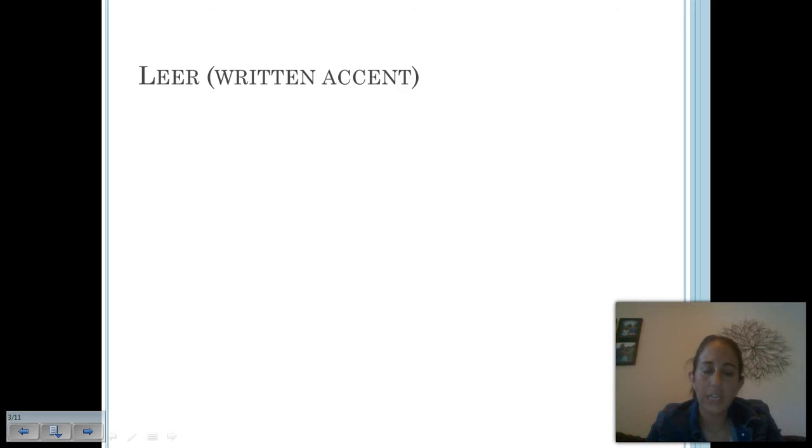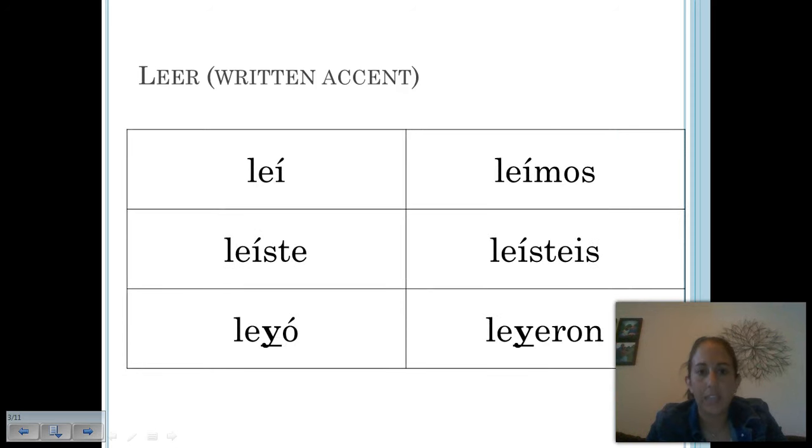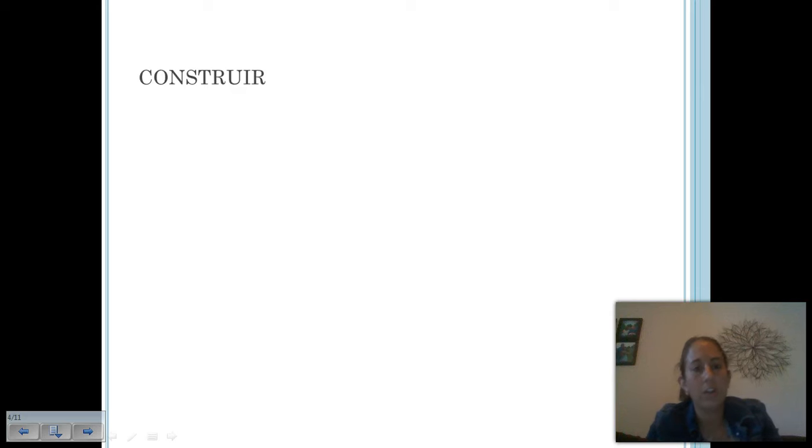First of all, words that end in -eer are also going to have a written accent. So here is what leer actually looks like in the preterite tense: leí, leíste, leyó, leímos, leísteis, and leyeron. Notice our first four conjugations up top follow our same conjugation rules, except they've got an accent on the I. And then in those bottom two, our I changes to a Y. So instead of L-E-I-O, it's L-E-Y-O.